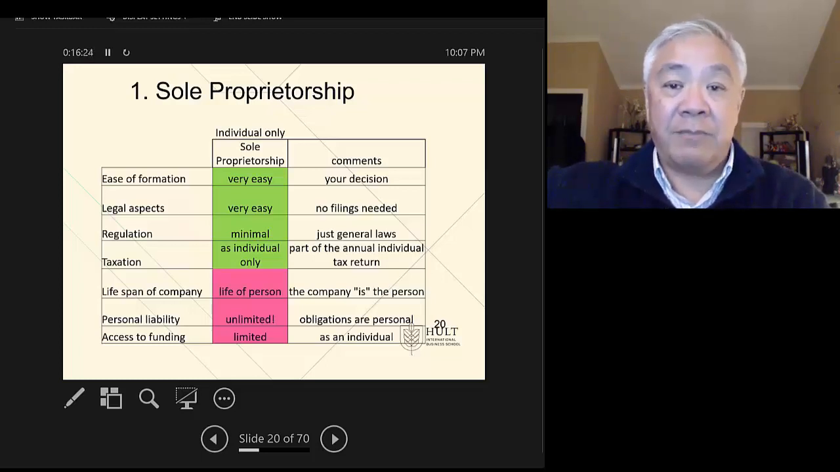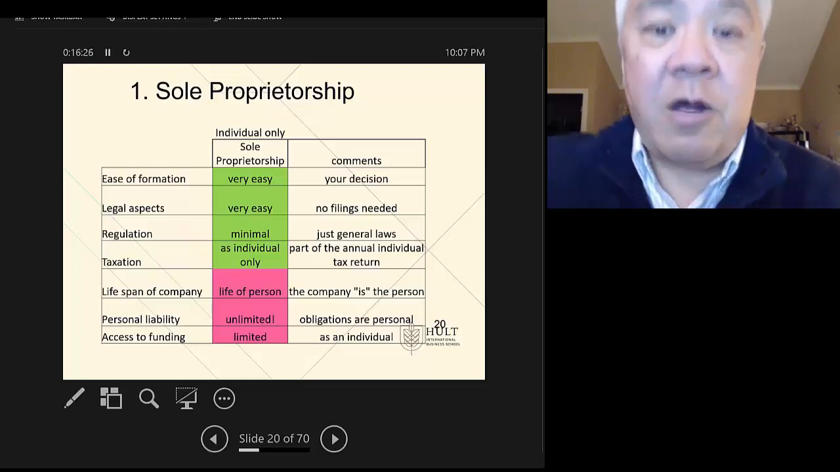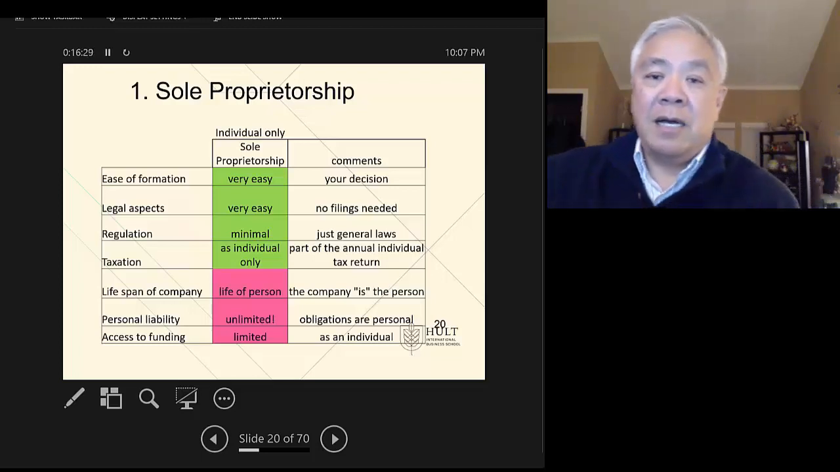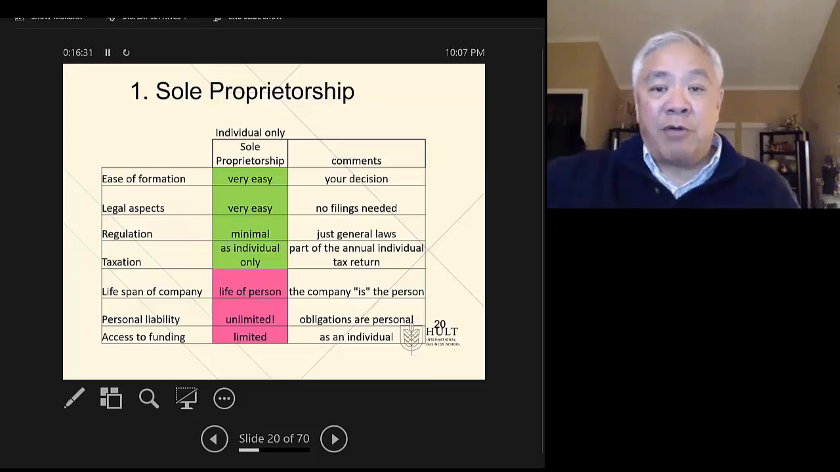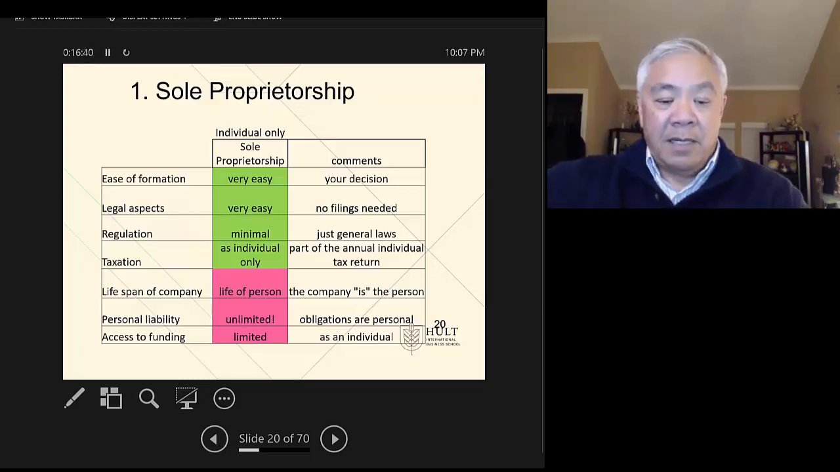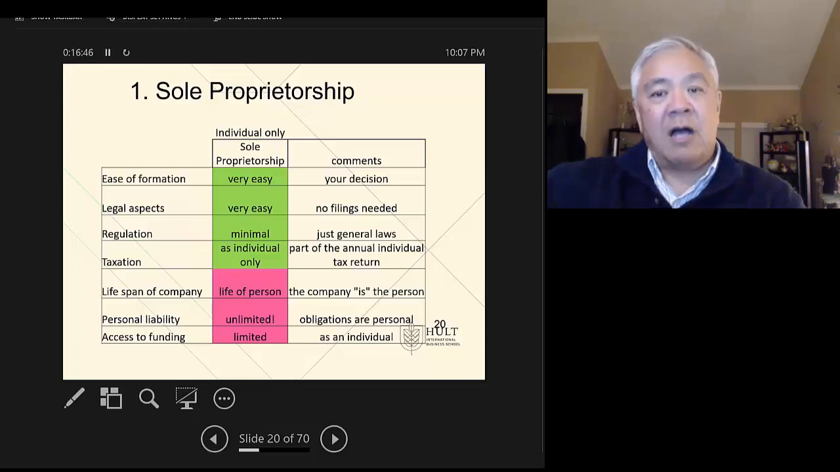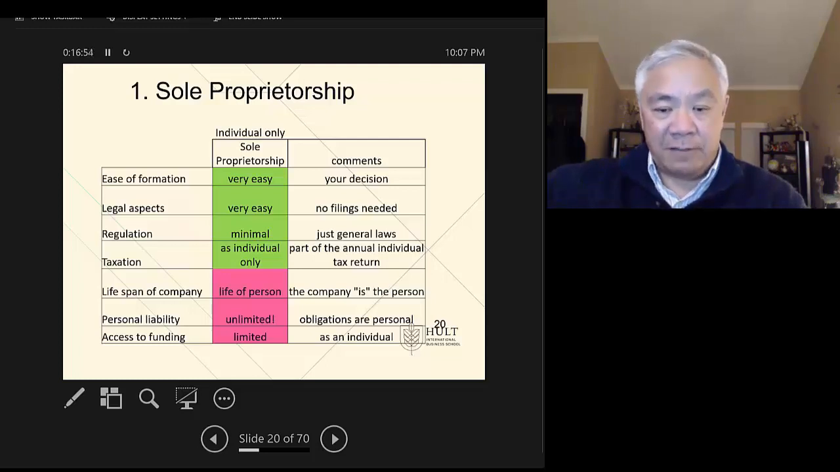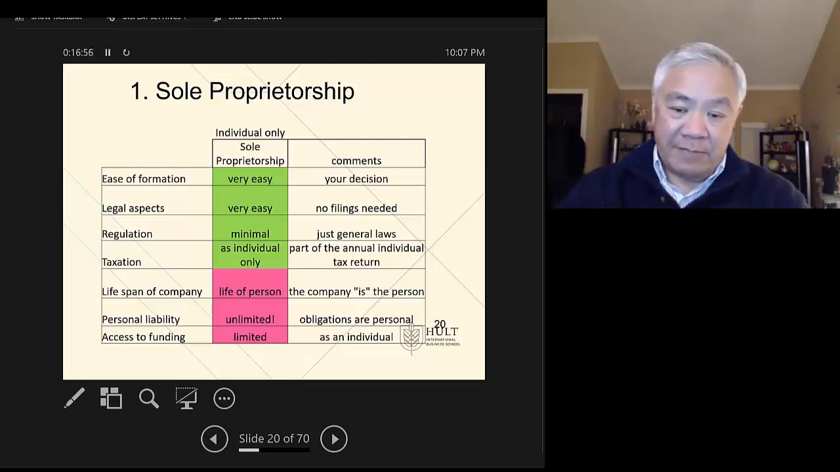Personal liability, here's the big problem: unlimited. Something goes wrong, you get sued, or somebody is damaged by your product or your service. You would then be exposed for everything you own to make good on whatever damages you cause another. Next is access to funding. It's limited because there's not as much security. It's just you. If something goes wrong, the banker or the shareholder won't be as protected as if there were more substantial borrower involved.